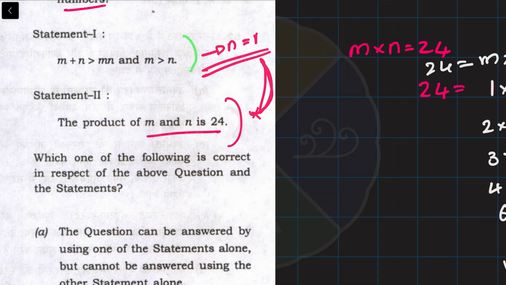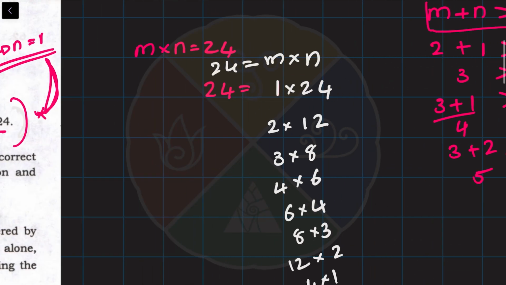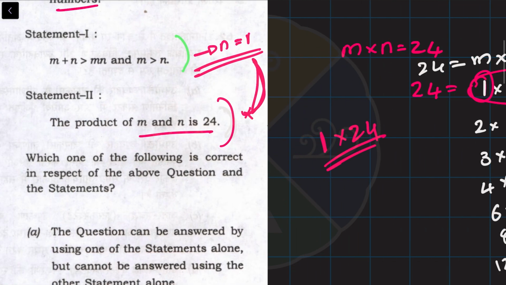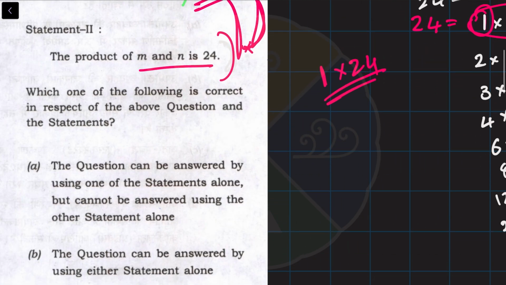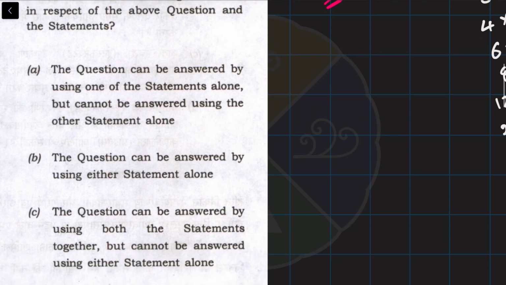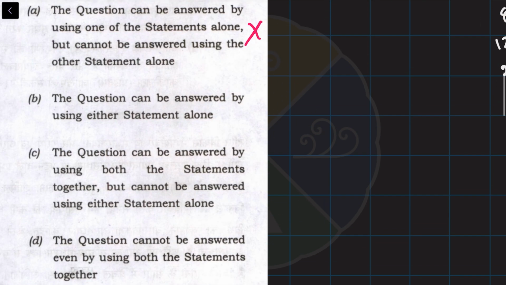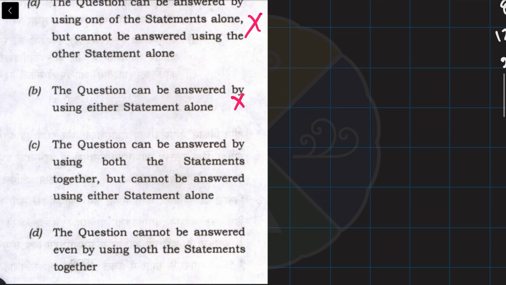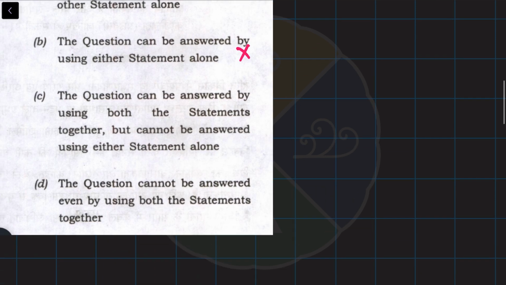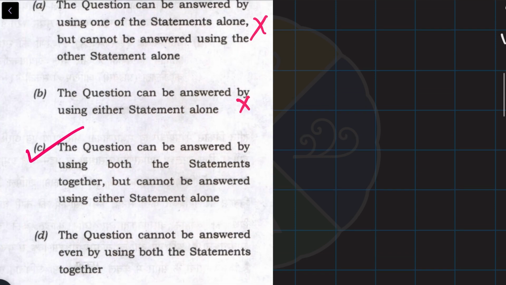But if I use both, statement 1 says that n is equal to 1. If one of the numbers is 1, then the other number should be 24 according to statement 2. So if you use both statements, you can easily come to the answer. The question can be answered using both statements together, but cannot be answered using either statement alone. Option C will be the answer.